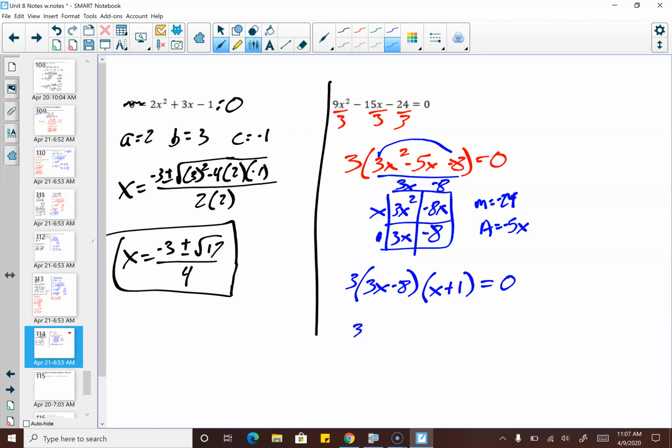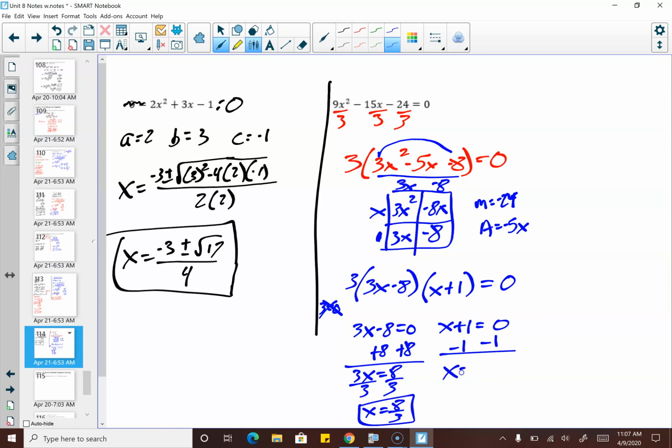So now as we go to set them equal to 0, remember you do not set that 3 on the outside equal to 0 because it doesn't have a variable. So it's just going to end up being 3 equals 0, which we know doesn't make any sense, so we just leave it out. As we go to solve here, add 8, 3x equals 8. We'll divide by 3, and x is 8/3. And then minus 1, and x is negative 1. So factoring might not have been your chosen method for that one, but your answer still should have been 8/3 and negative 1.